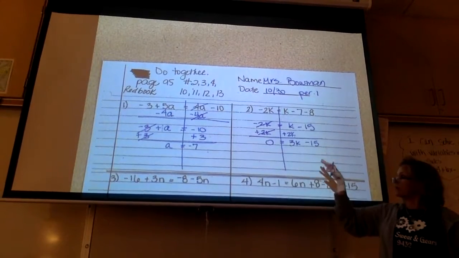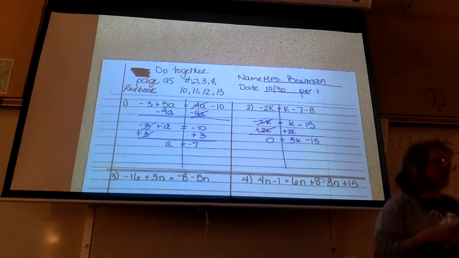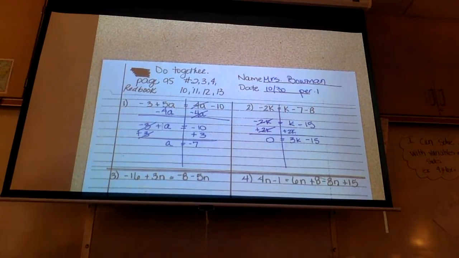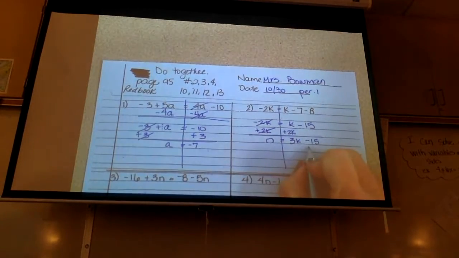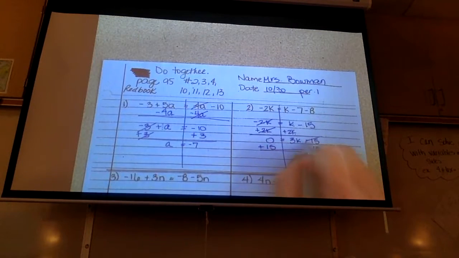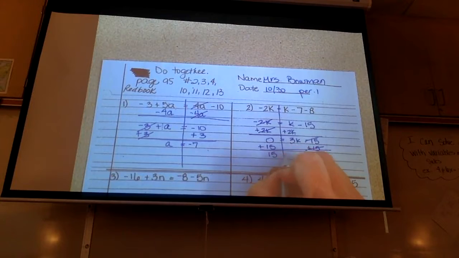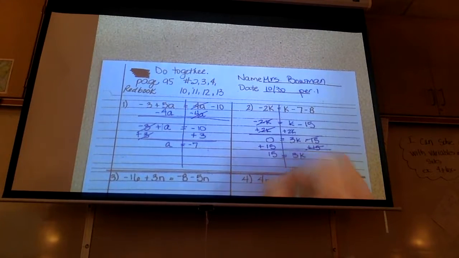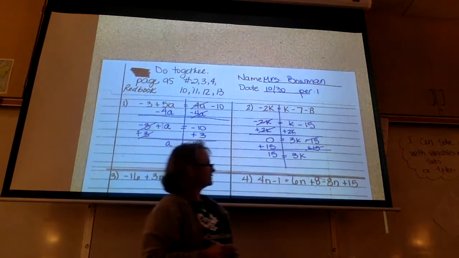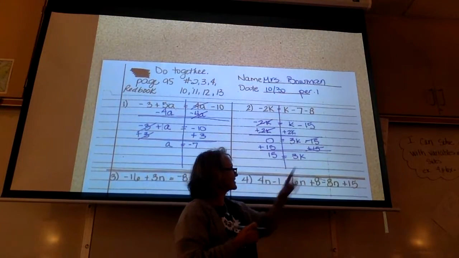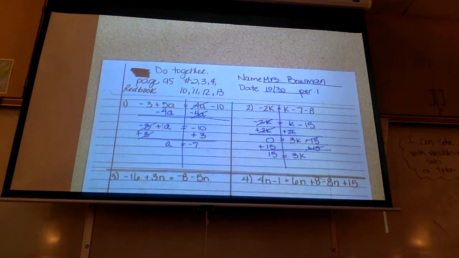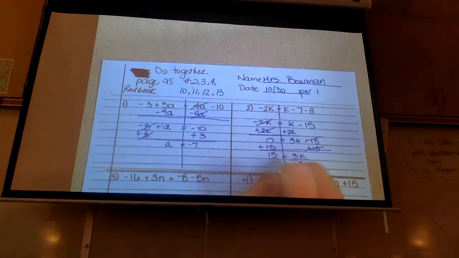All right, who's my sniper? -15. How do I take out -15? Positive 15. Plus 15. I mean, 0 plus 15 is 15. Yep. Equals 3k. Divide by 3 on both sides. So what is my k going to equal? 5. Yeah.